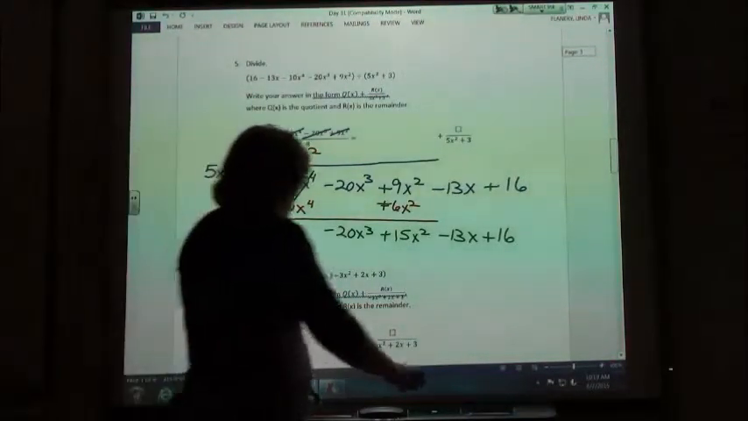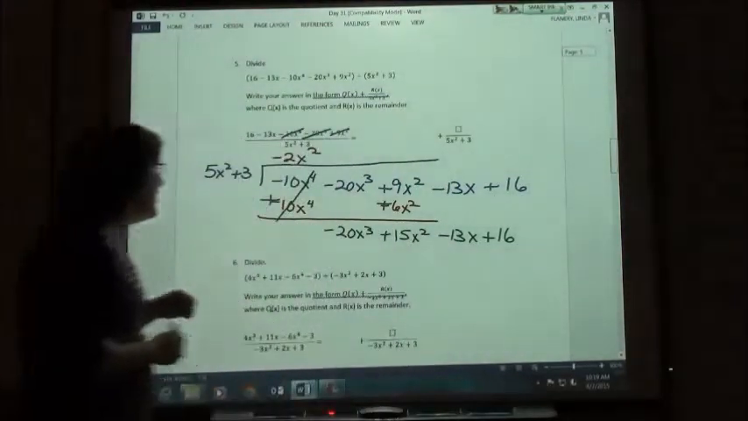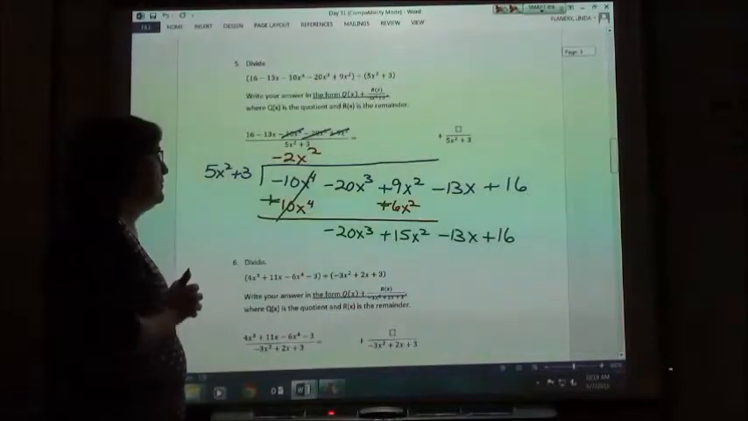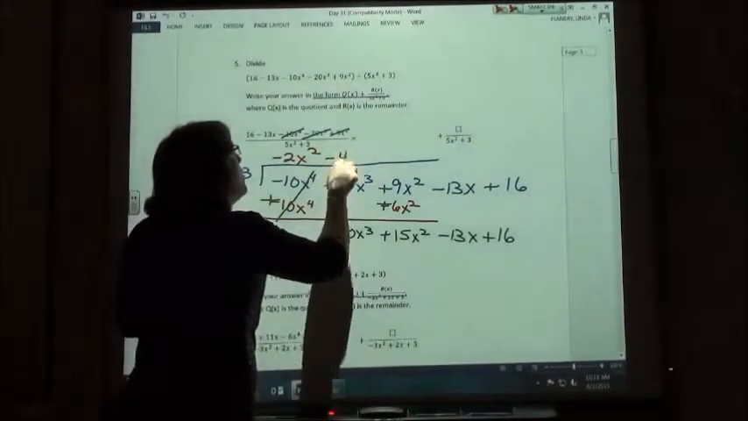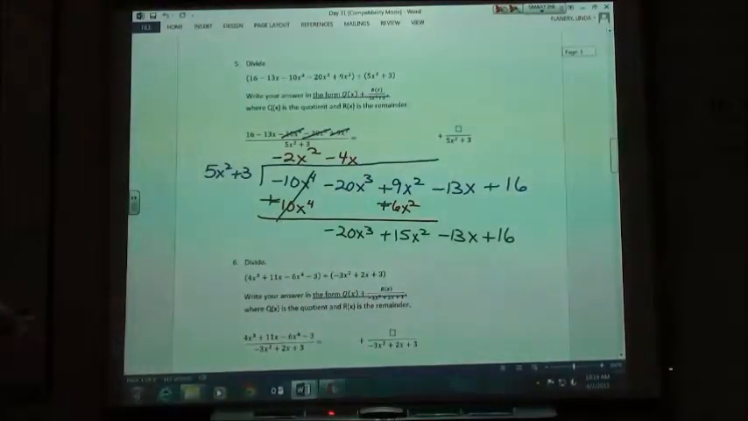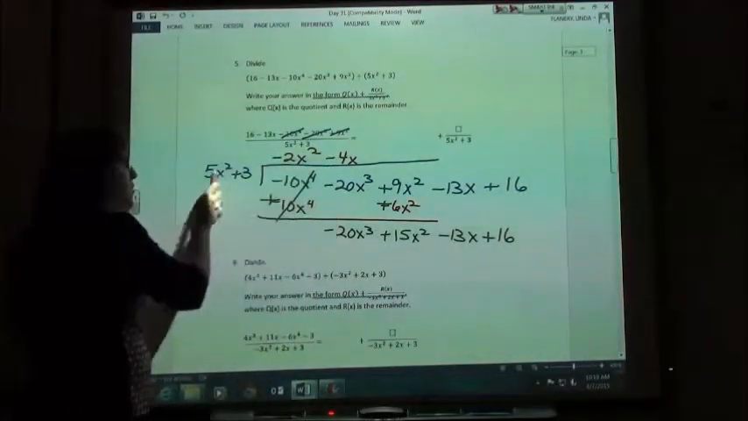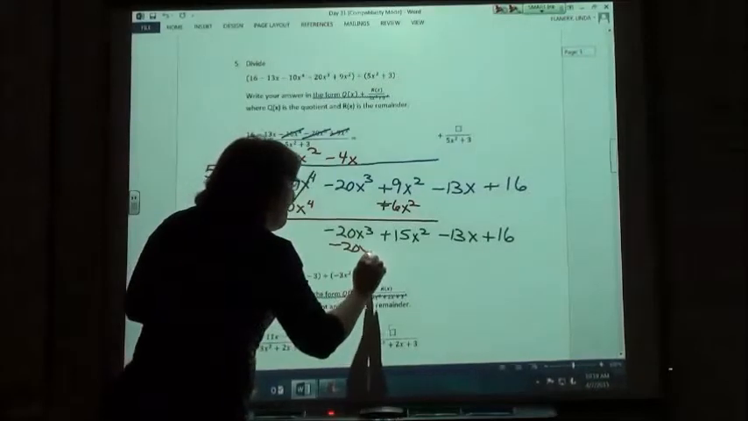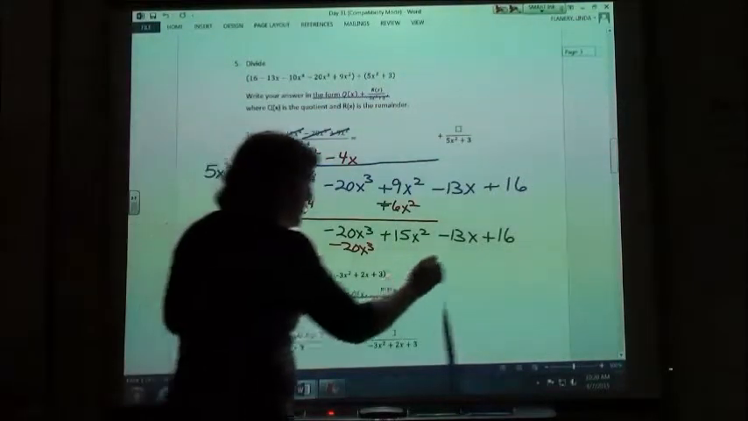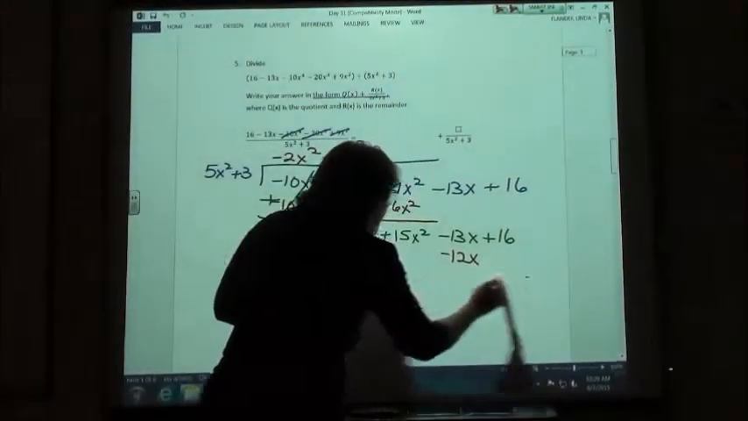Okay, so now, what are we going to take times our 5x squared to get a minus 20x to the third? Minus 4. Minus 4x. Just 4x, right? Yep, minus 4x, exactly. So we're going to get a minus 20x to the third, and then we're going to get minus 12x. So that's going to go under 13. Yep, exactly.